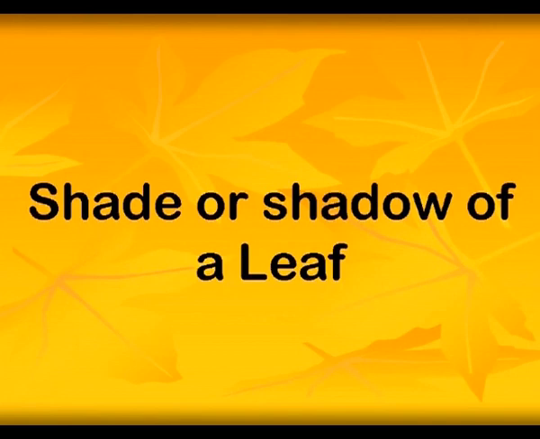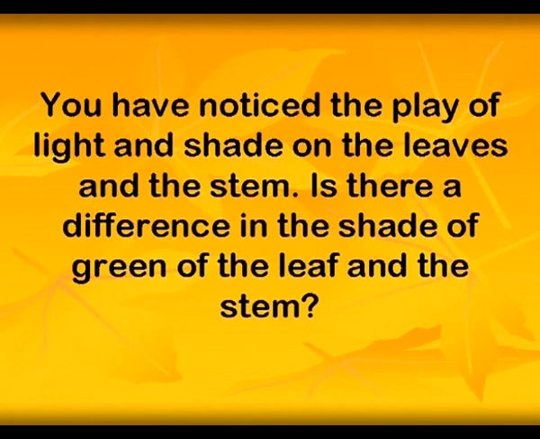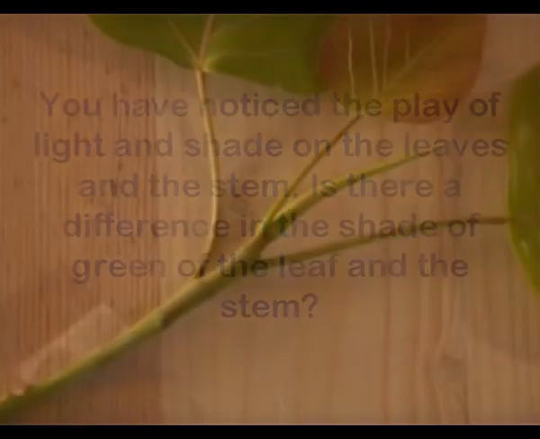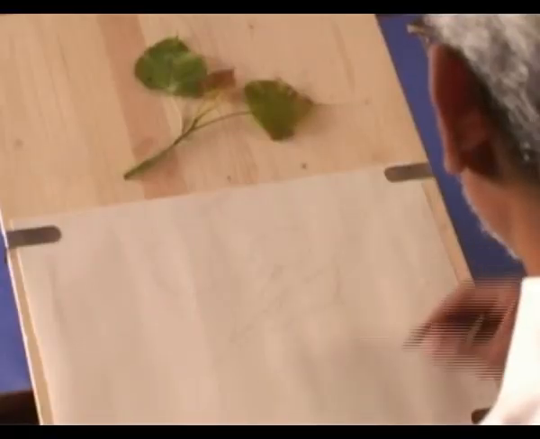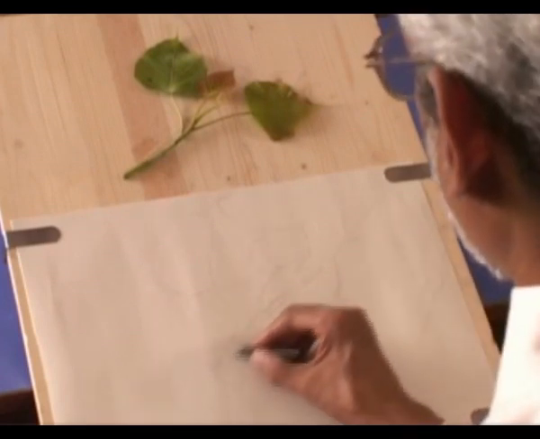Shade or shadow of a leaf. You have noticed the play of light and shade on the leaves and the stem. Is there a difference in the shade of green of the leaf and the stem? When you draw this, the shading can reflect this understanding.